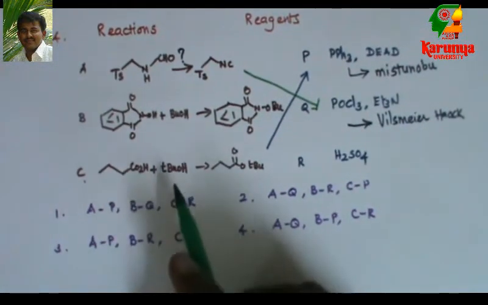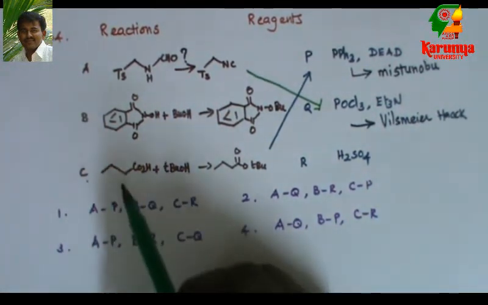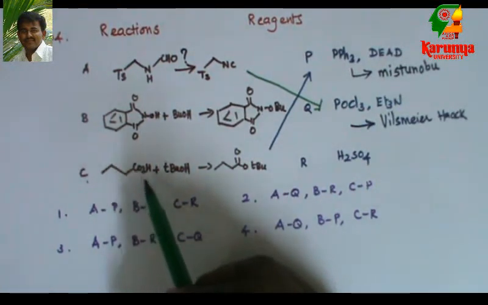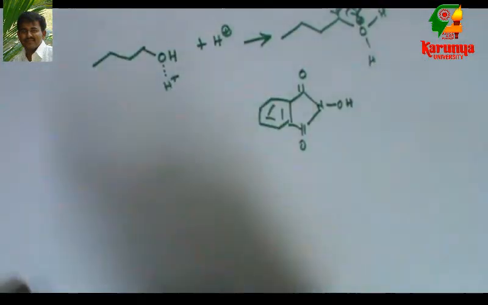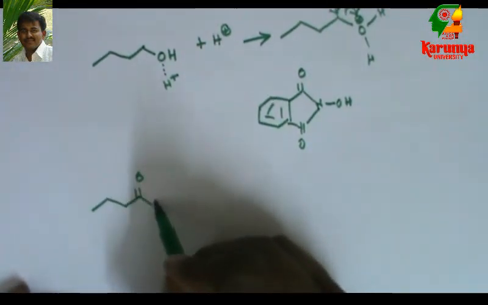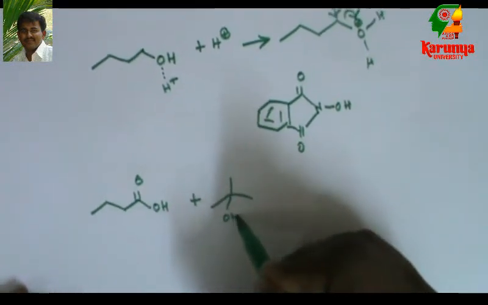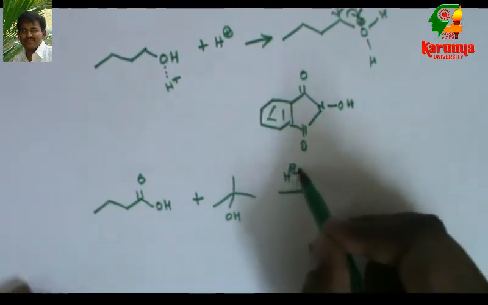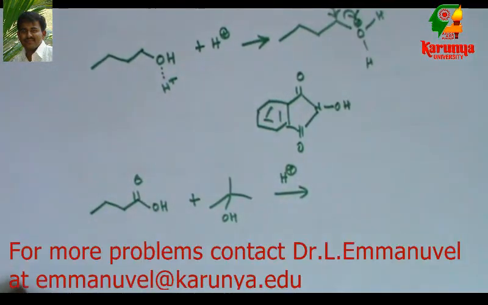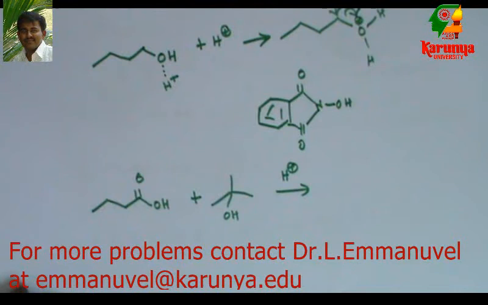Suppose if you add sulfuric acid to this reaction, what will happen? That is butanoic acid and tertiary butanol. What will be the product? Is it possible to carry out this reaction in the presence of H plus? Esterification in the presence of acid is a very well known reaction. Acid and alcohol combine to give ester in the presence of acid.